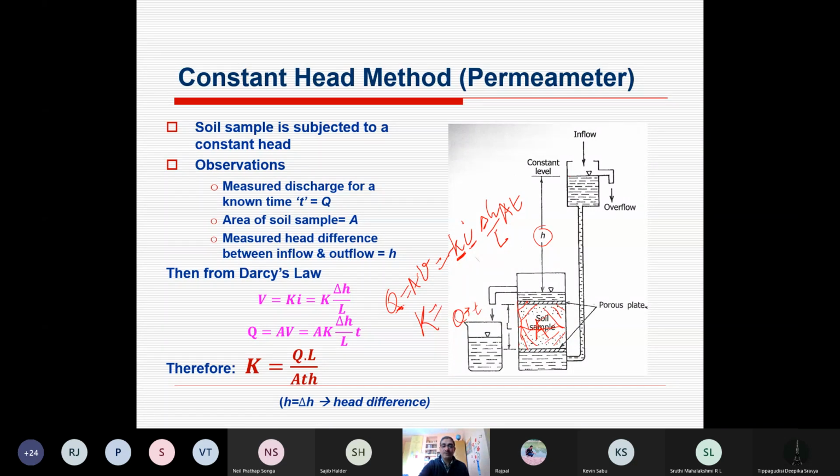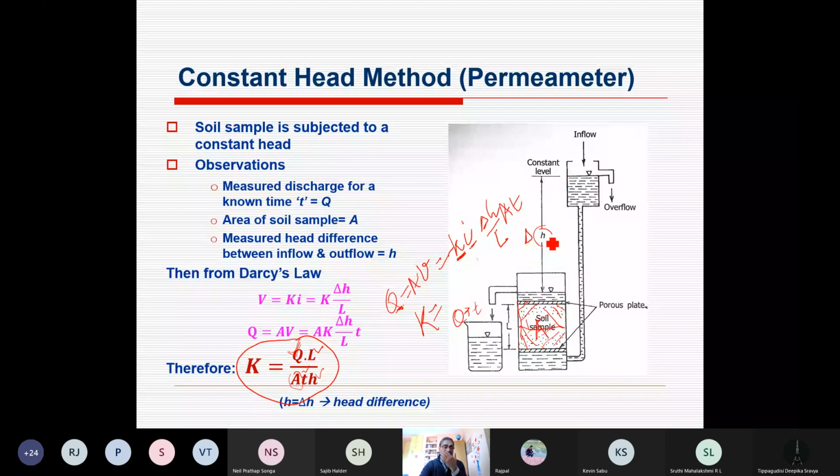Q is the discharge which is measured, L is the length of the soil sample, the length of the water path through the soil, A is the area of the sample, T is the time for which Q has been observed, and H is the head, delta H. So it is a head difference we have taken to find the hydraulic conductivity, and it is saturated. This is saturated hydraulic conductivity measurement in laboratory conditions using the constant head permeameter method.